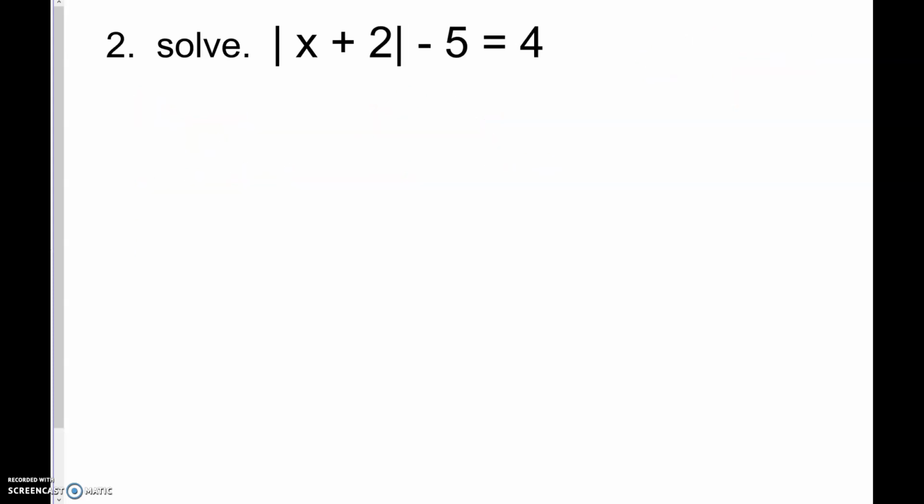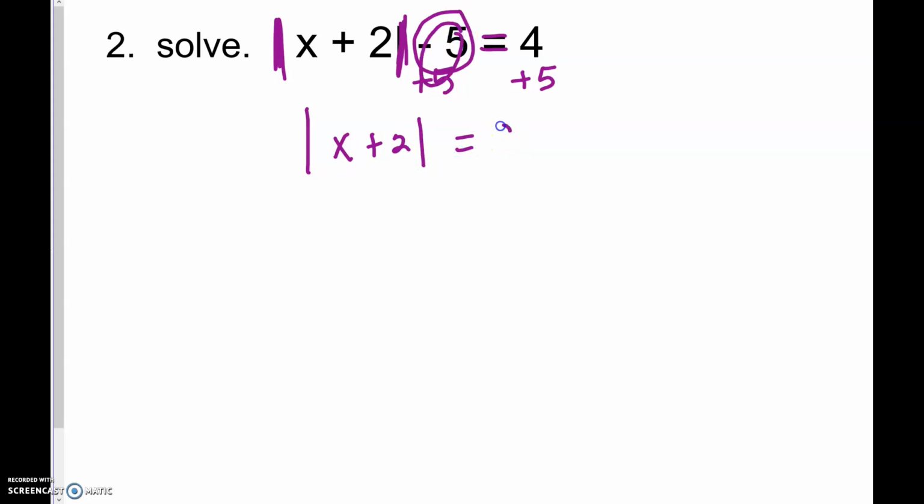All right, another thing that we need to be careful of whenever we're solving absolute value is we want it to say absolute value equals a number. But we have this negative 5 that's in the way. So the first thing we need to do is move that 5 away from the absolute value. So now it says the absolute value of x plus 2 equals 9. Now, we go from here. Do not go back to this original problem. We're going to set up our 2 cases after we move that 5.